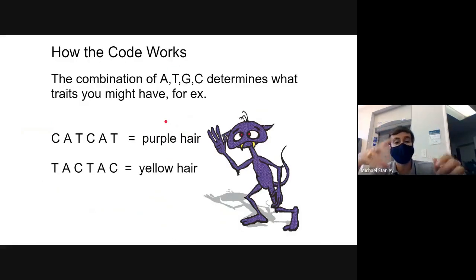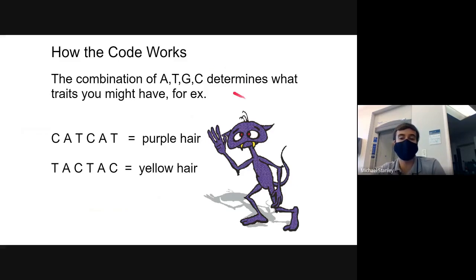All right. So I mentioned that your DNA is really, really important because it has the instructions in order to make you. This combination of A's, T's, G's, and C's, and the way that they specifically line up in certain genes, determines what kind of traits you're going to be born with.